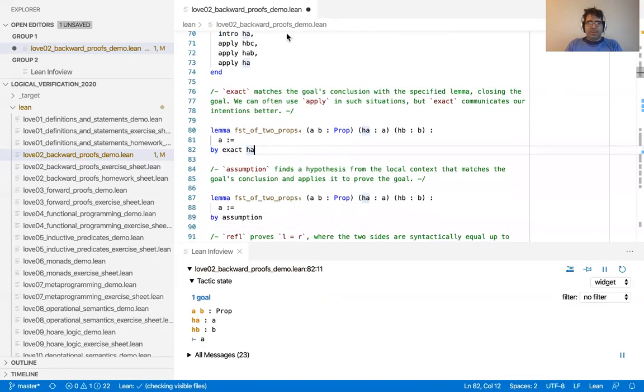And finally, but you see, exact is an exact match. It's not this idea of trading, like, oh, well, you can use A implies B to prove B, but then you'll have to give me an A. You cannot use exact in that case. You have to use apply, right?